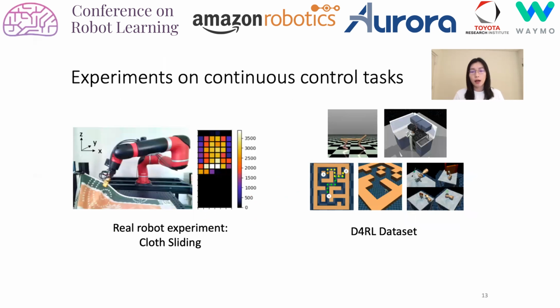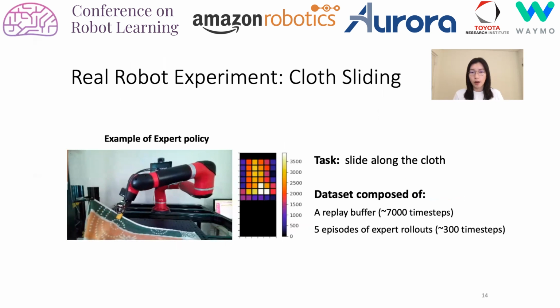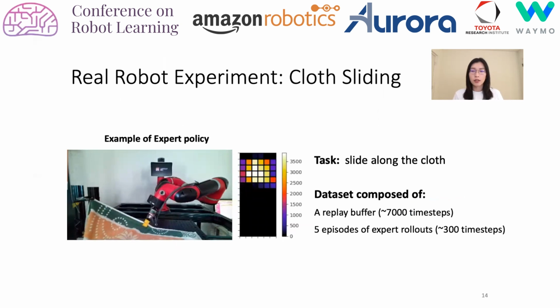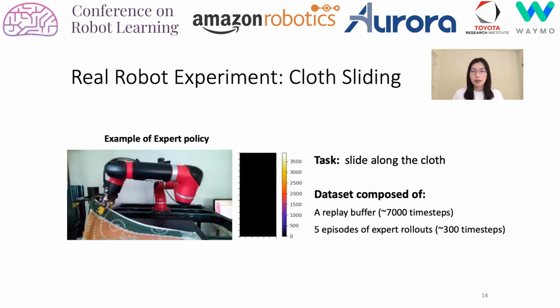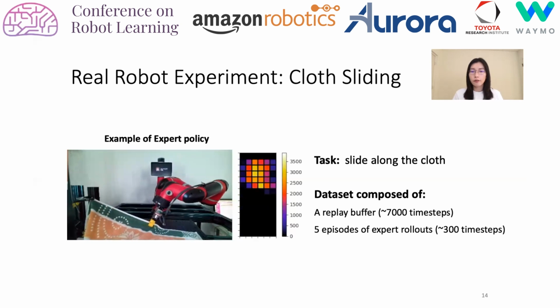We evaluate our algorithm on a wide range of continuous control tasks, including a real robot experiment and the D4RL dataset. The task for the real robot experiment is to slide along the edge of the cloth as fast as possible without dropping it using a tactile sensor. The static dataset we use is composed of a replay buffer from a previous experiment and 5 episodes of expert rollouts.